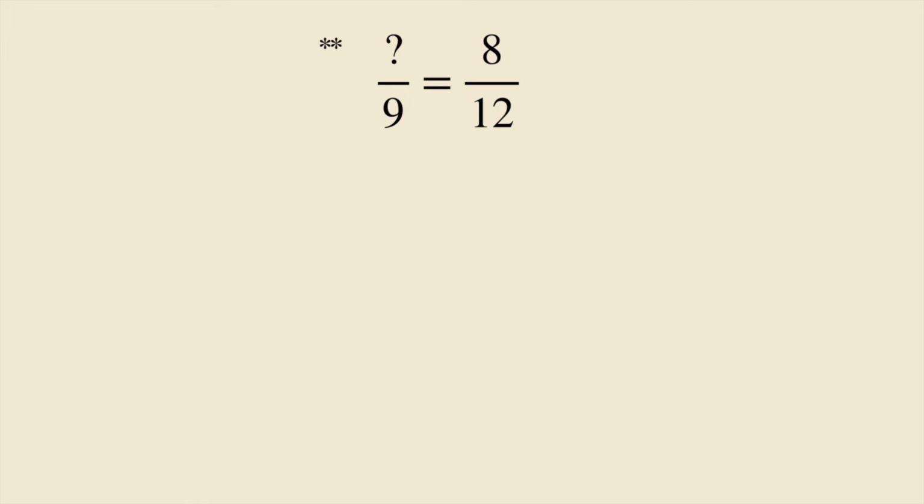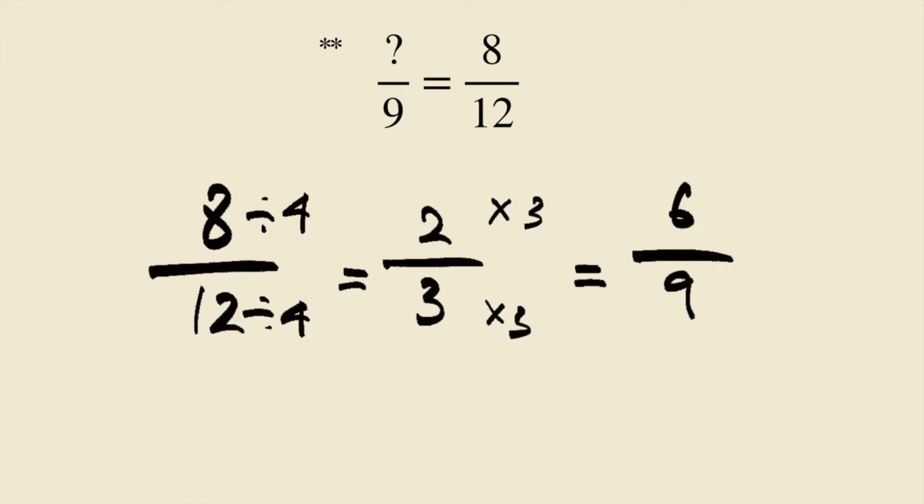We have something over 9 equals 8 over 12. Okay, what we can do is try and manipulate 8 over 12. So let's divide by 4, getting us 2 over 3. Why is 2 over 3 useful? Because from a denominator 3, we can turn it into 9. So multiply by 3, getting us 6 over 9. So the answer is 6.